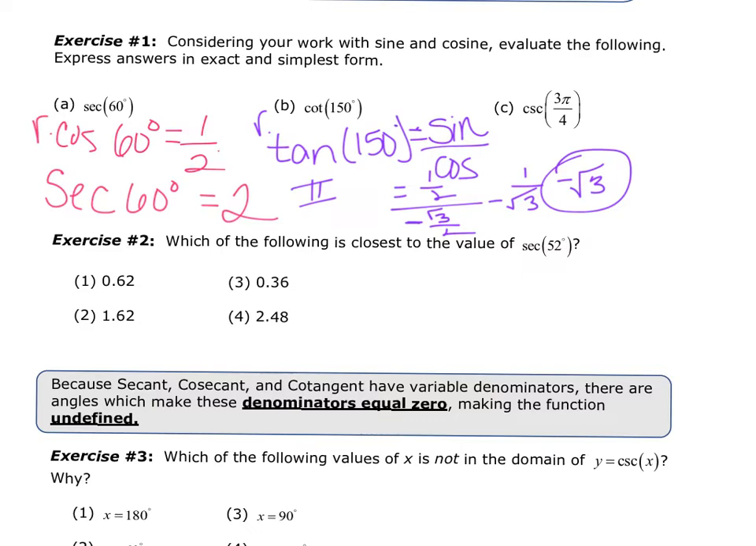Now, what you could have done in the beginning if you wanted to, this is a little bit easier to recognize with tangent. You could have flipped this to cosine over the sine in the beginning, and you would have gotten the negative square root of 3 over 1. It's the same idea.